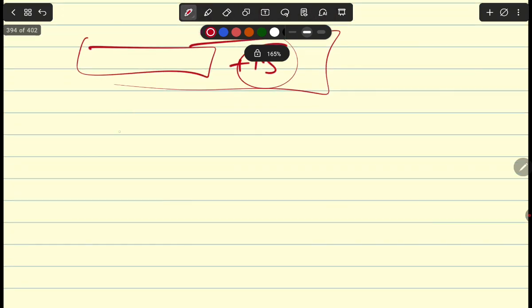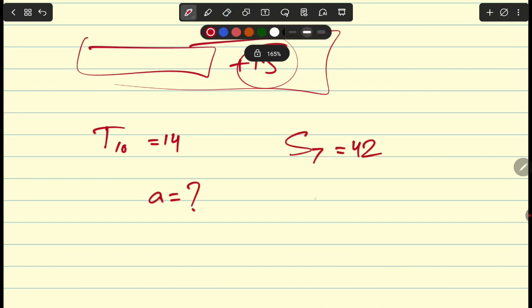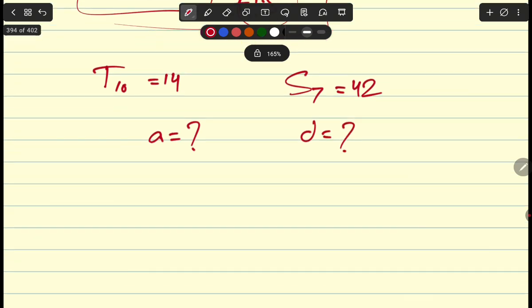Now, let's do another example. Let's say that the 10th term is 14, and the sum of the first 7 terms is 42. Find the first term and the common difference. We don't know this, we don't know this, right? Now, this is very easy.